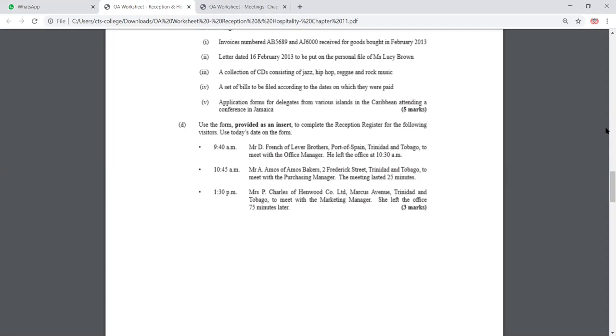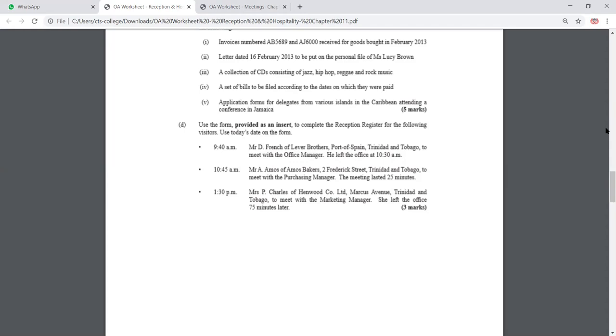Let's look at the last person. Again, use today's date in the date column. I have it down already. Right. Name of visitor. Who's the visitor here? Mrs. P. Charles. Good, yes. Mrs. P. Charles is the visitor. What company is P. Charles from? Henwood Co. Limited. That is short for company, right? So Henwood Company Limited.